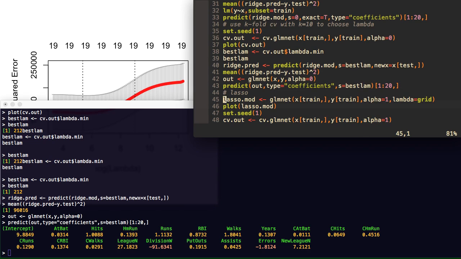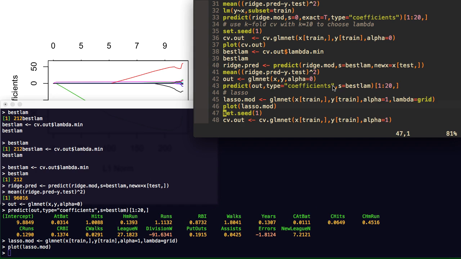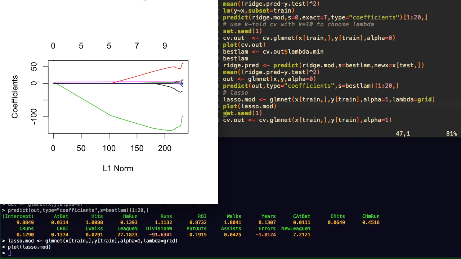So the lasso model is the same, except I think I mentioned before that it's alpha equals 1 instead of alpha equals 0. And here's a plot of the lasso coefficients. This is probably DivisionW that goes extremely negative. And which one goes extremely positive, I don't remember. Looks like NewLeagueN is the most positive one.